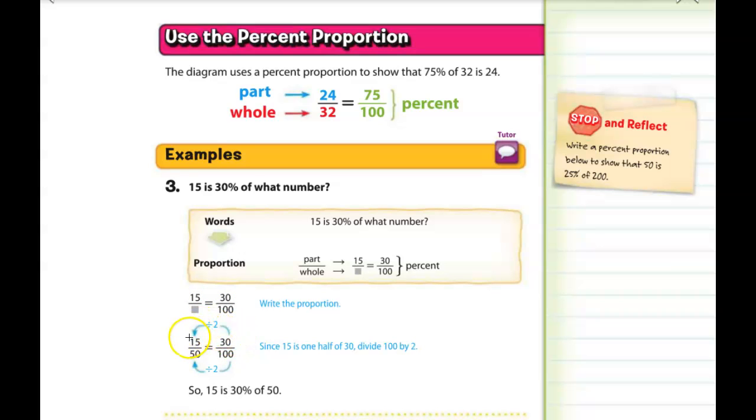Well, actually, they're going backwards here. So you can say 15 times 2. They're actually showing 30 divided by 2. So 100 divided by 2 would be 50. And that's where we get that 15 is 30% of the number 50. Okay. All right, let's look at another example.